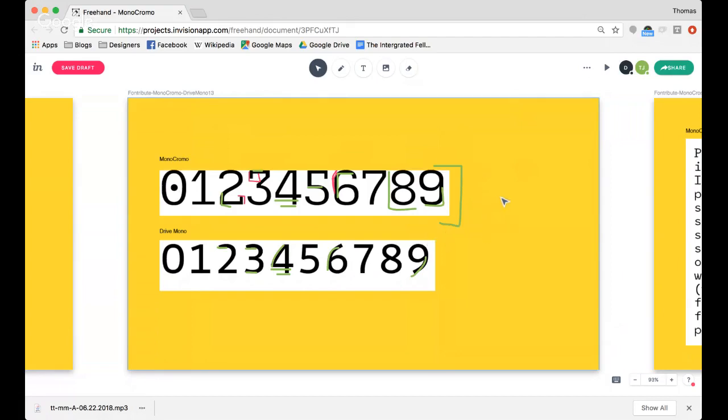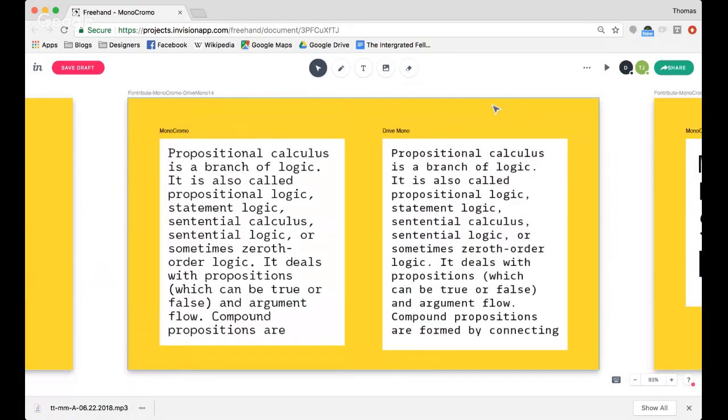Sure. Cool. Nice. All right, so here we are. Yay, text. Some text time. So definitely the first thing is the comment before about the body of the type. It's being clear here, right? Your MonoCromo feels larger in the same setting compared to Drive Mono. That much is clear. You were commenting before about typesetting, right?